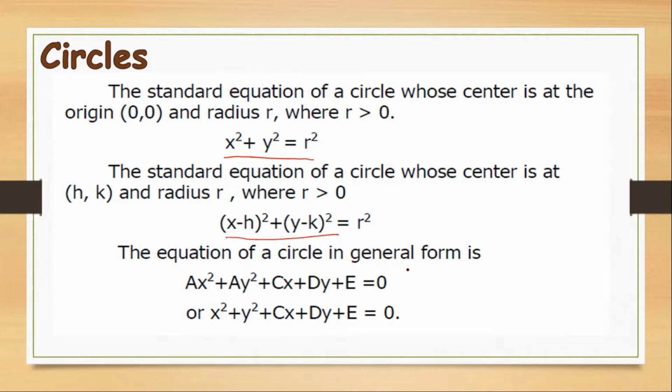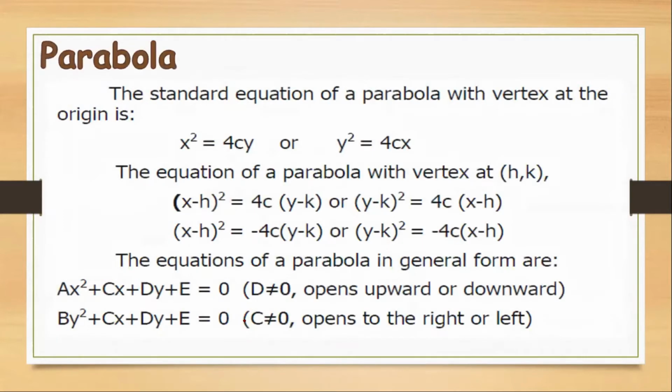the equation of a circle in general form is ax squared plus ay squared plus cx plus dy plus e equals 0, or x squared plus y squared plus cx plus dy plus e equals 0. Sometimes we can have another value for our a. Sorry, this is not a but b. Okay? So ax squared plus by squared plus cx plus dy plus e equals 0. So, as you can see, the value of our a here is equal also to the value of our b.